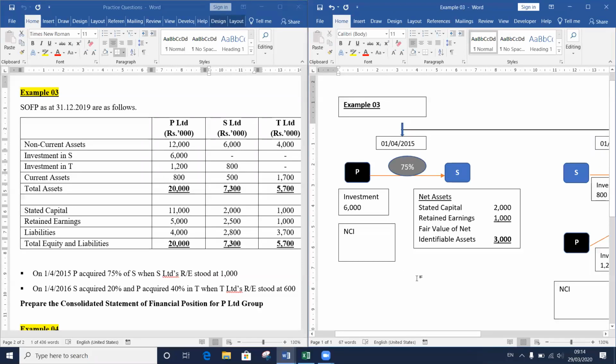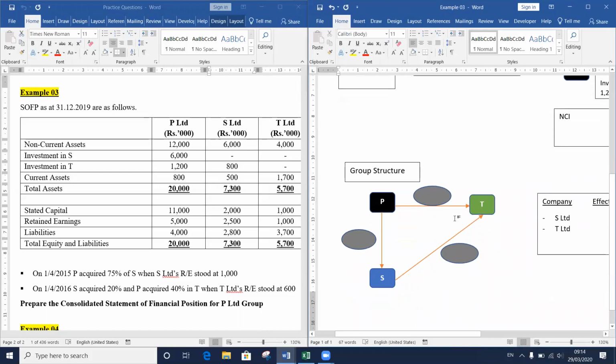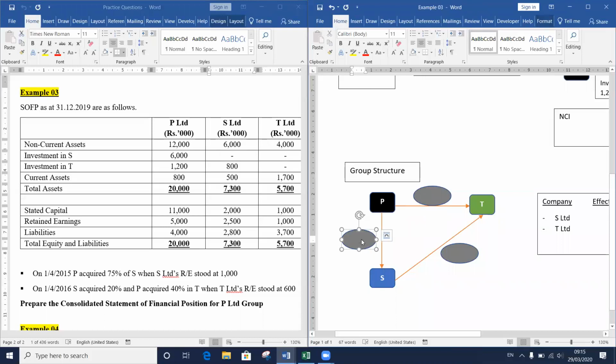In order to determine NCI values, we should have an understanding of the group structure. You can see it is not like what we discussed in the last session. This is what we call the D-shaped group structure. See here, P has invested in S. What is the percentage? 75%.